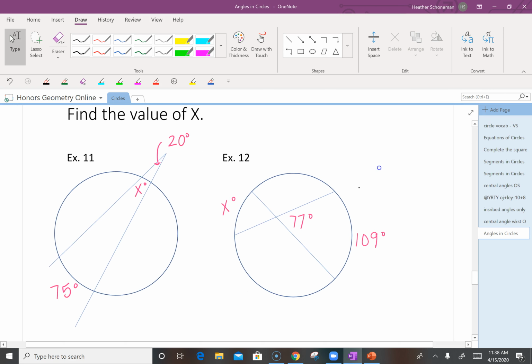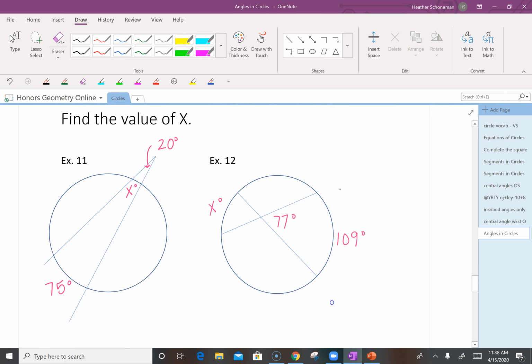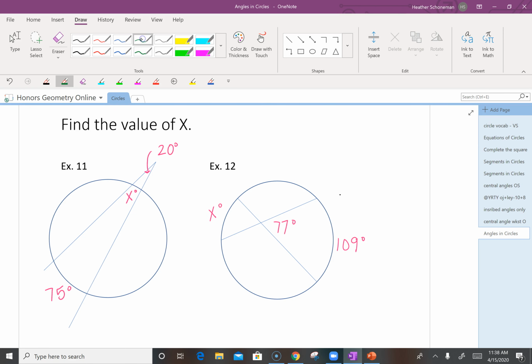All right, let's look at number 11. Right here, the vertex is outside of the circle. So when it's outside the circle, the angle, which is closest to the vertex, which is 20, is going to equal 1/2. When it's outside, we have 2 intercepted arcs, and we're going to do big minus small. So the big arc is 75, the small arc is x.